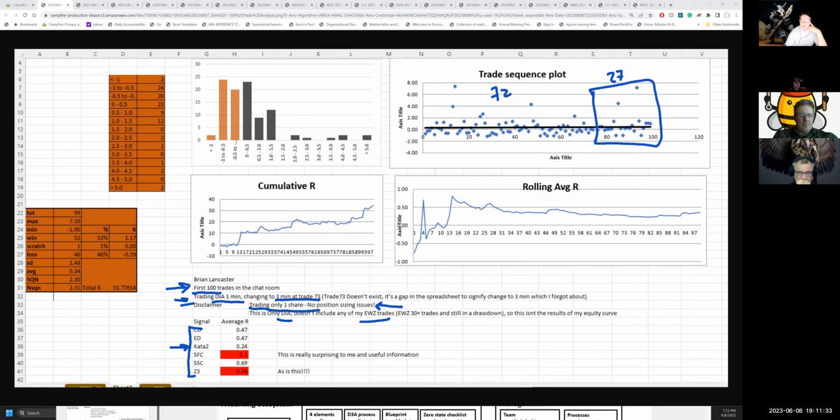So here's how we read that then. The first, the stat summary. So it's 99 trades, and the single best trade was 7.39, and the worst trade was minus 1.9. You had 52 wins, 46 losses, 1 scratch, so that's a 53 to 46.